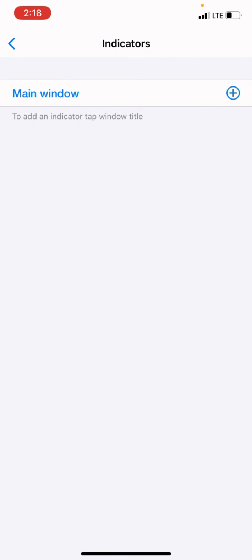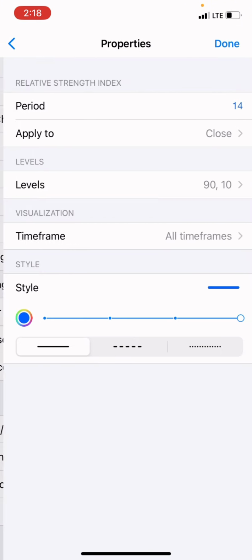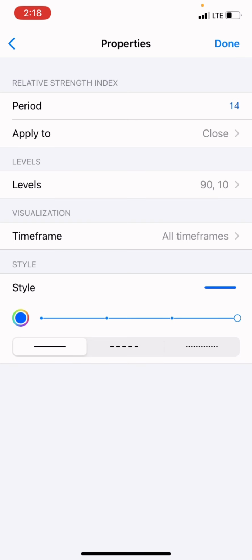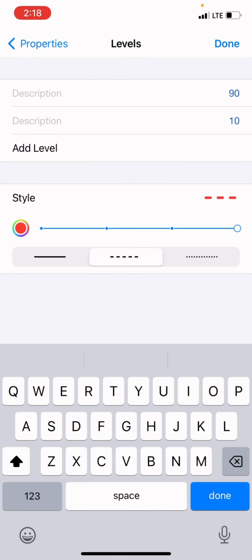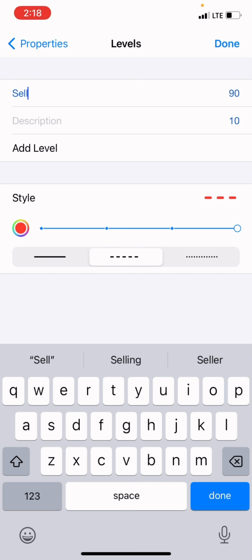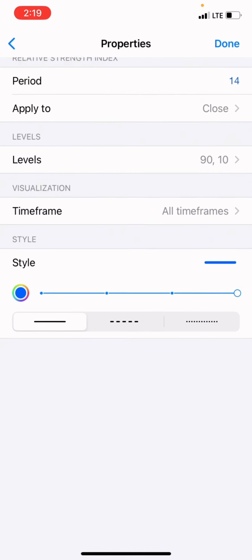Okay, so first thing, we're going to put the RSI on indicator window 1, and we're going to put the period on 14 while we apply to close. Then the levels put on 90 and 10. Then for the level of 90 here, we're going to put on sell. All right, then the style, you're going to put it on 4 pixels, while the color is going to be on blue. Then you click on done.